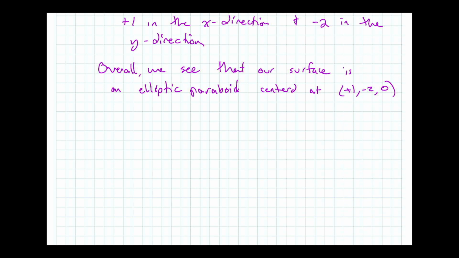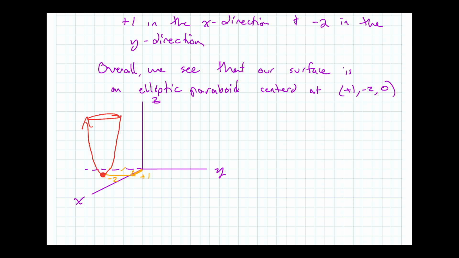If you go to plot this, which we weren't asked to do, but if we were, then x, y, z. Normally an elliptic paraboloid is like that, right? But ours, the bottom has been moved +1 in the x direction, -2 in the y direction. So instead of here, it's +1 in the x direction, -2 in the y direction to get here.